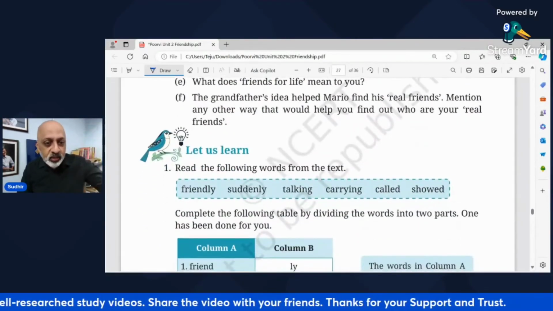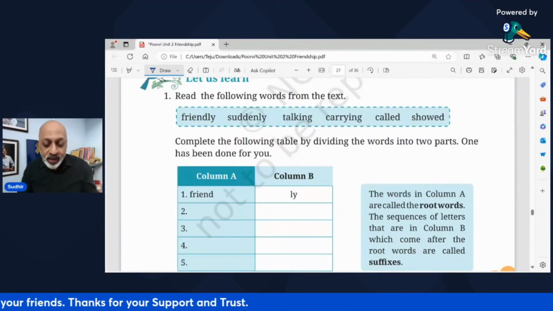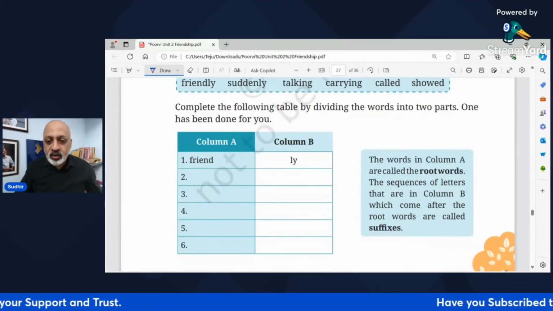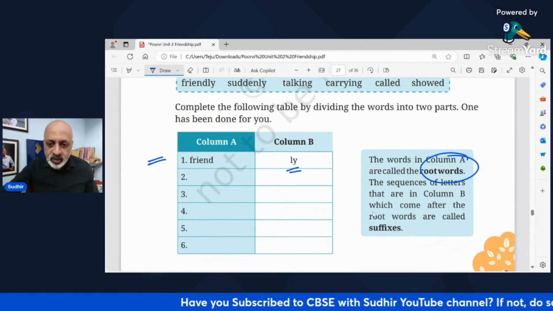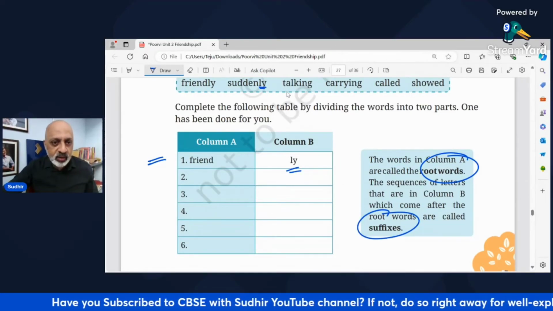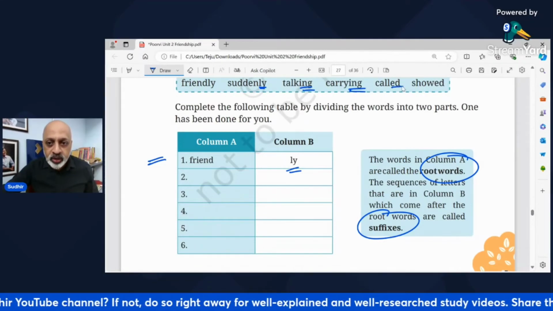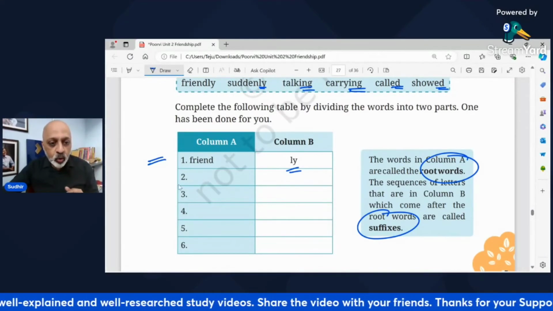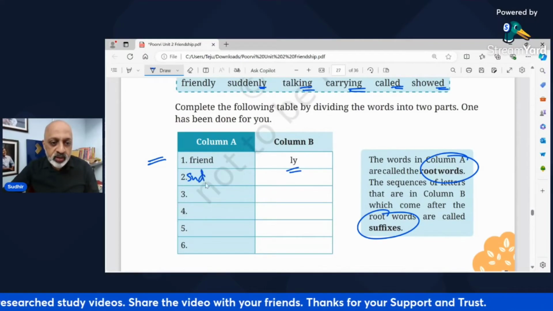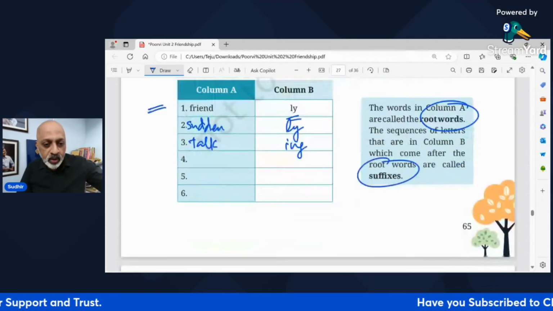Okay. So I've told you this answer also. Read the following words from the text. Friendly, suddenly. Now this friend is the word, ly is the suffix. These are the root words and these are the suffixes. So suddenly, ly; talking, ing; carrying, ing; called, ed; showed, ed. These are all the suffixes, and the first word is the root word which you can write. For instance, it will be sudden, and here it will be ly. Talk, and here it will be ing. Okay, you can do the same for the rest.